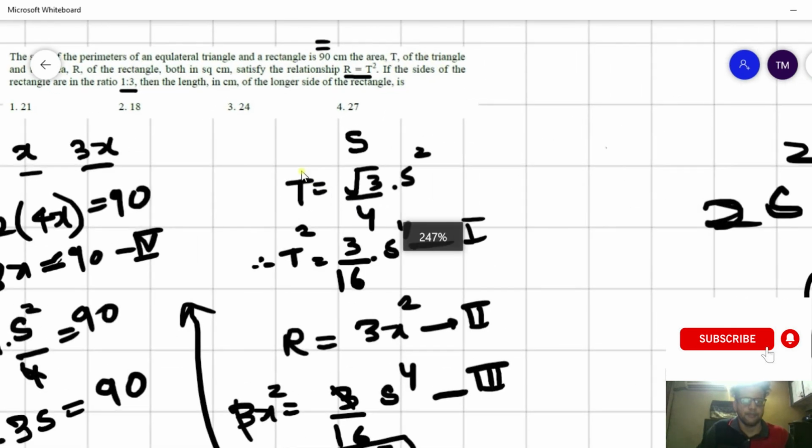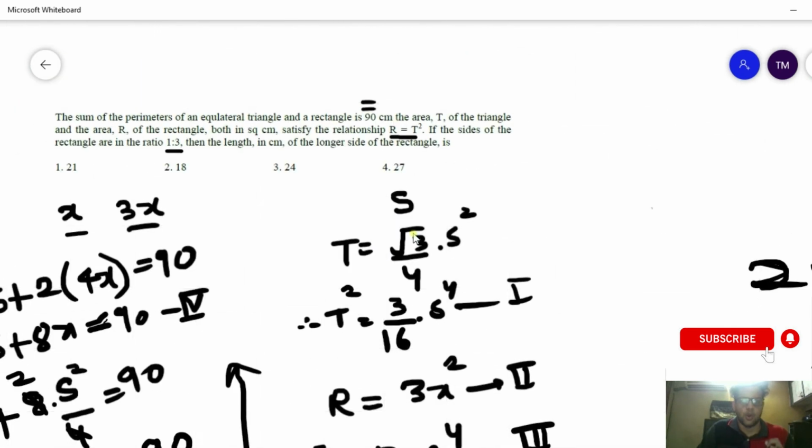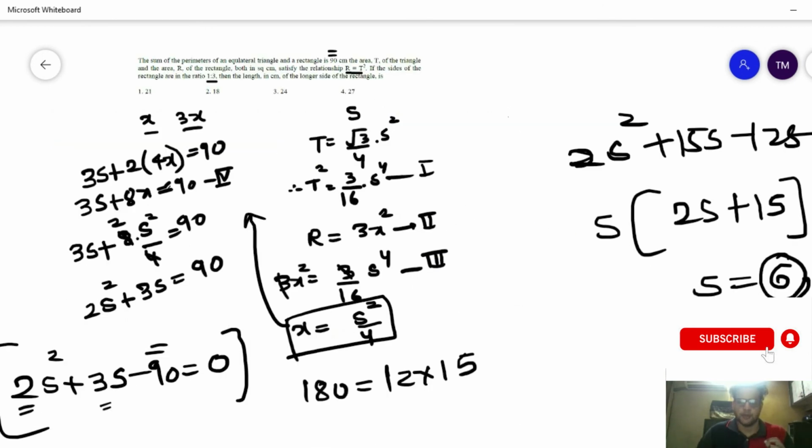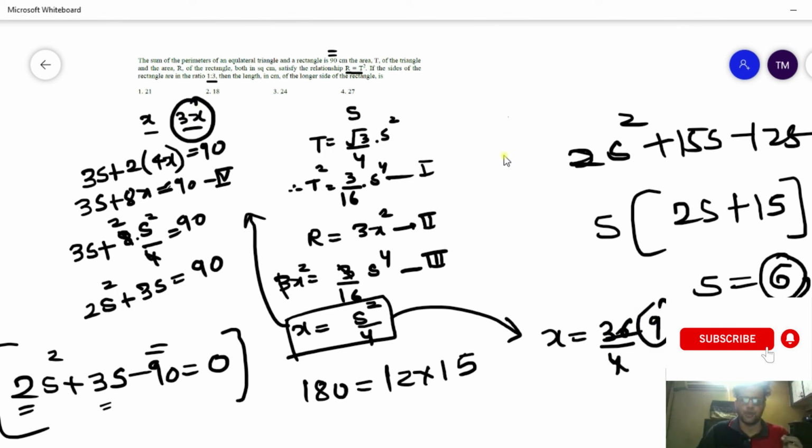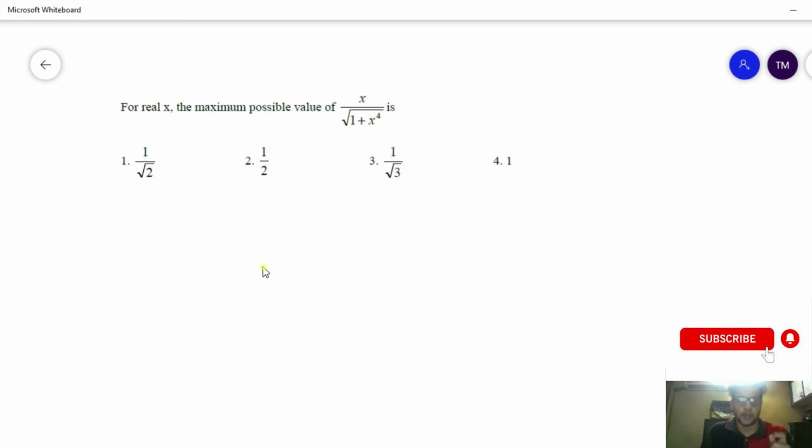You have to find the longer side of the rectangle. Now once you have got s, just put it in this equation, you will get your x, which is s square, that is 36 divided by 4, 9. And the longer side of the rectangle is 3x, which is 9 into 3, 27. Hence option 4. Now let us look at the next question.